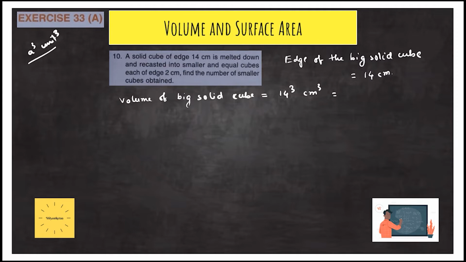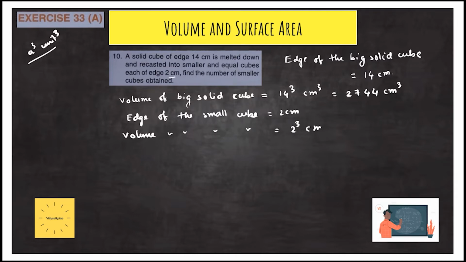So the answer is 2744 centimeter cube. This is the volume of the big solid cube. Now edge of the small cube is equal to, here it is written 2 centimeter. So volume of the small cube will be 2 cube centimeter cube equals 8 centimeter cube.